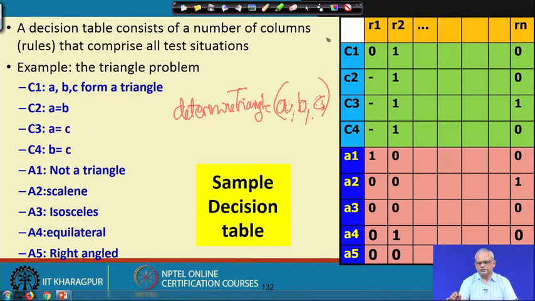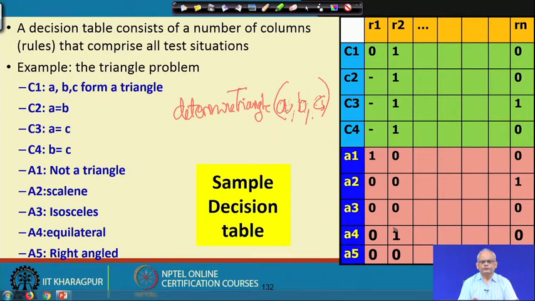And now, we represent it in a decision table form. If C1 is 0, that is, it does not form a triangle, then we have A1. Now, if it forms a triangle and C2, C3 are 1, then it is equilateral, all sides are equal. And similarly, we just keep on filling this, and then each column we make a test case. So, that is the essential idea behind the decision table testing.